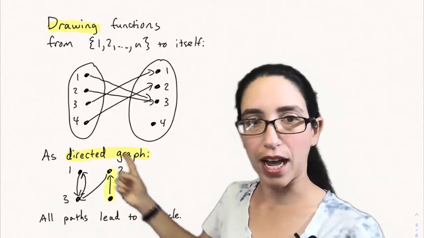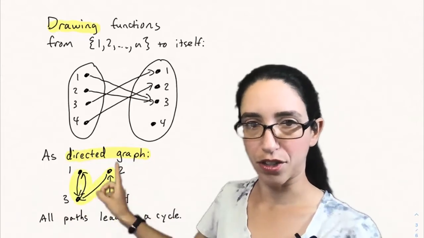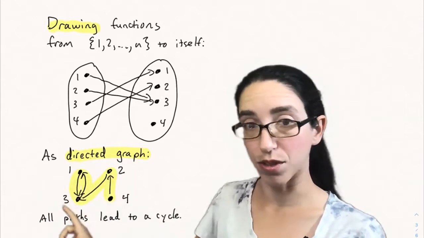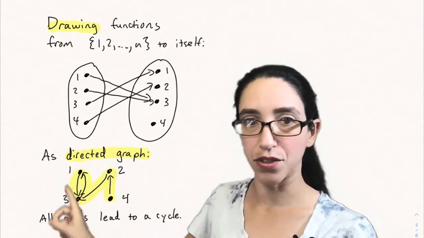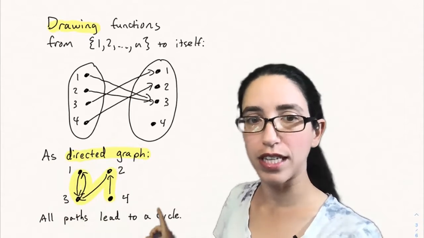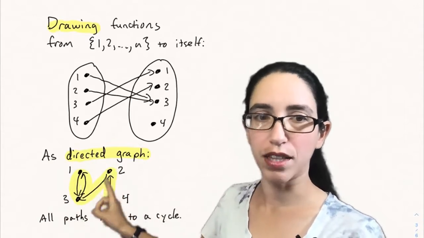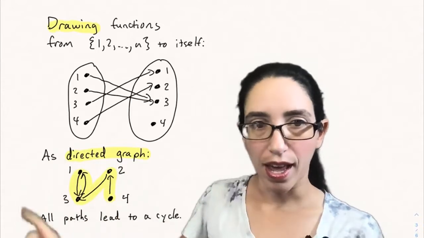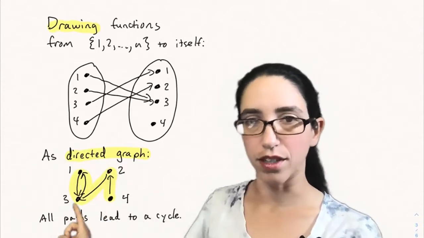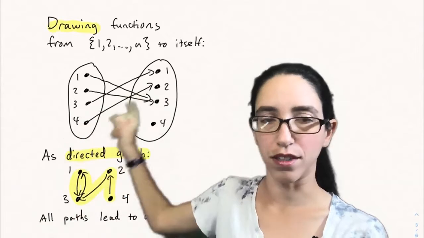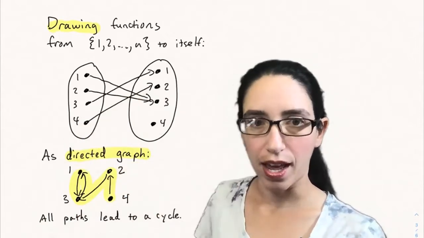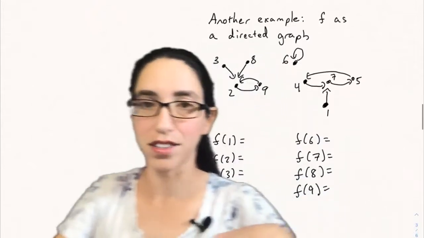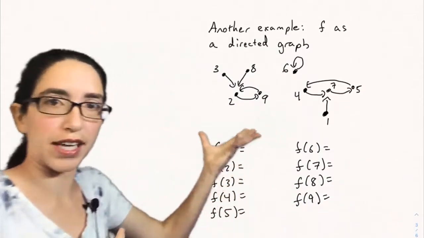A directed graph just means a graph with direction on each of the edges. The arrows are pointing somewhere, and it can have loops. In fact, all paths in a directed graph of a function eventually lead to a cycle, because if you keep applying the function over and over again, eventually you'll get into a loop. And every vertex has exactly one arrow coming out of it. That's what the function condition means. And so you just get a bunch of cycles with a bunch of arrows leading into the cycles. So that's what a function looks like as a directed graph.